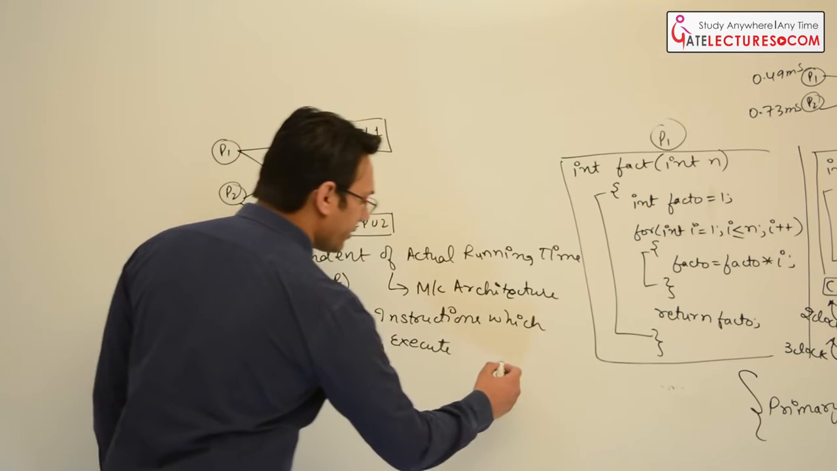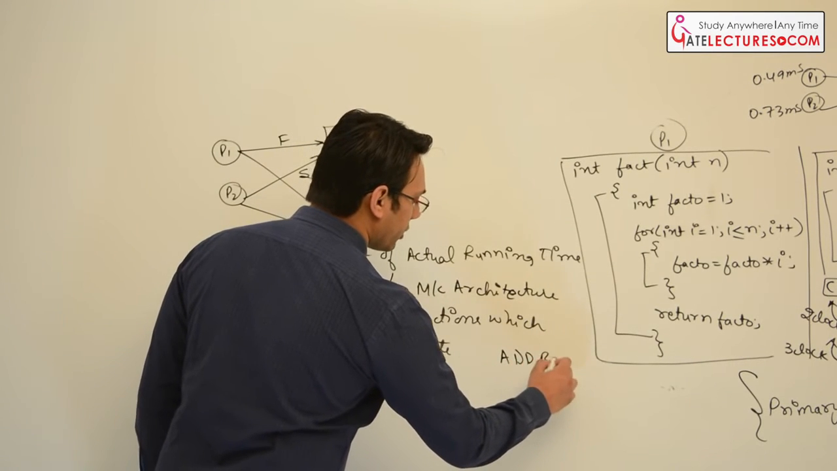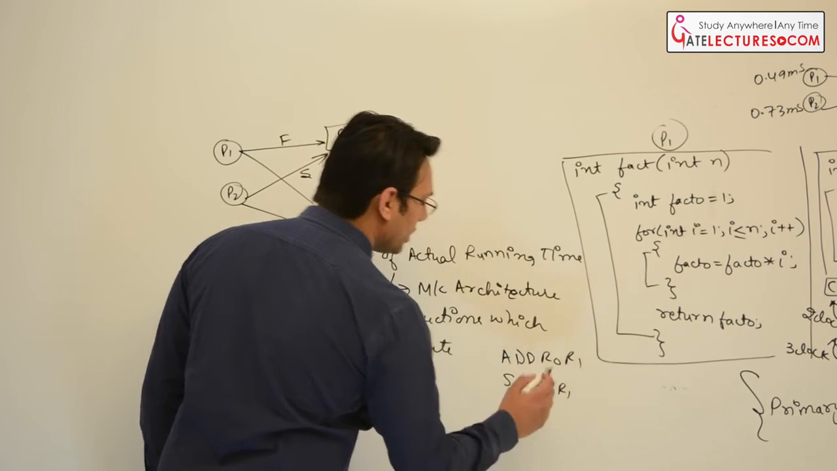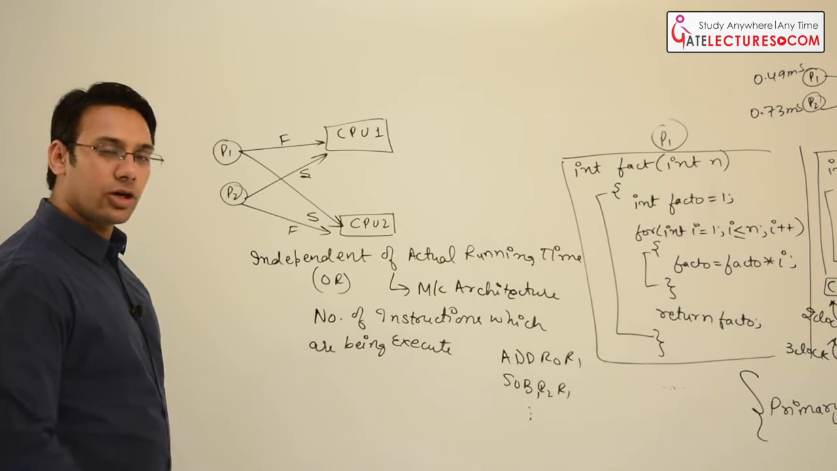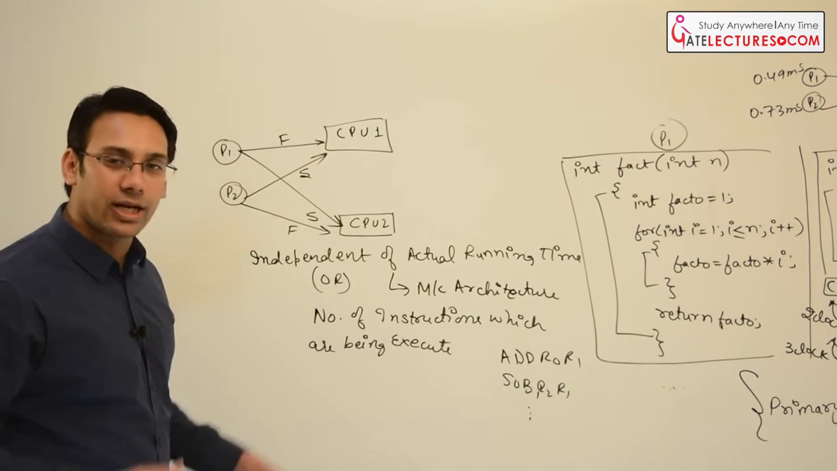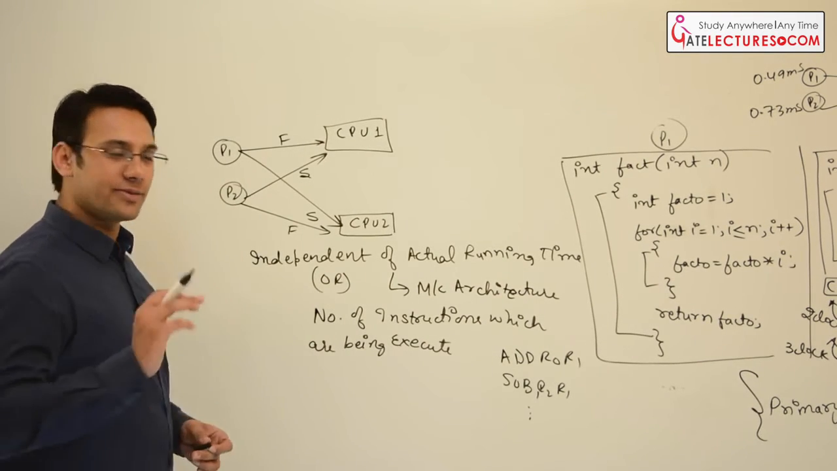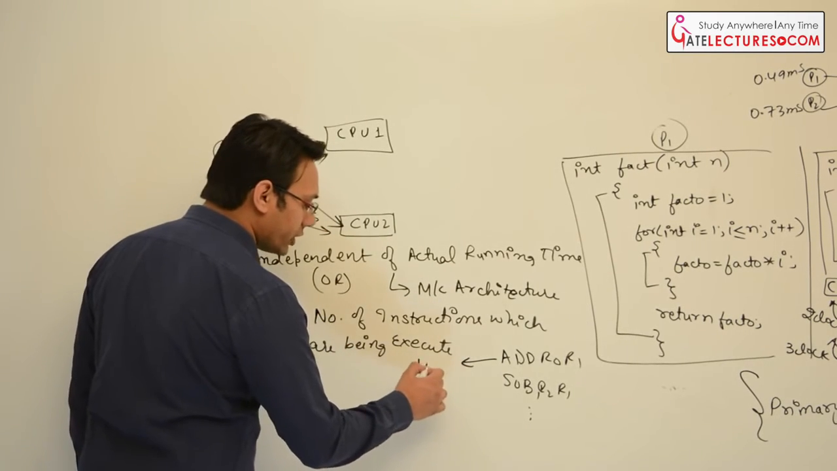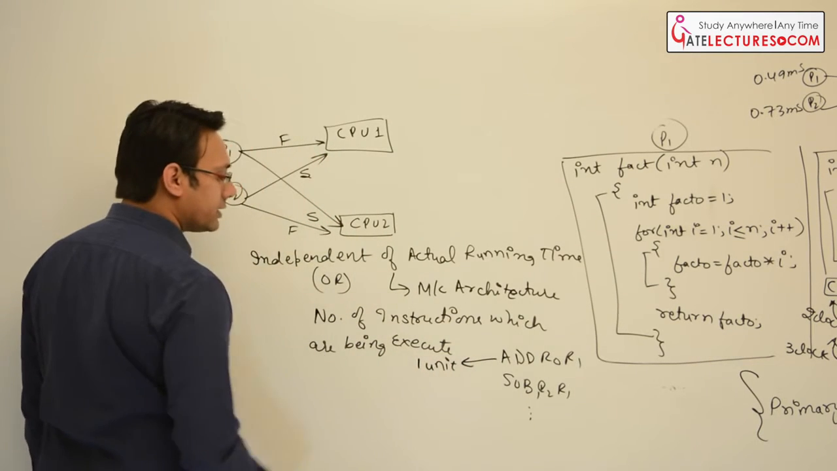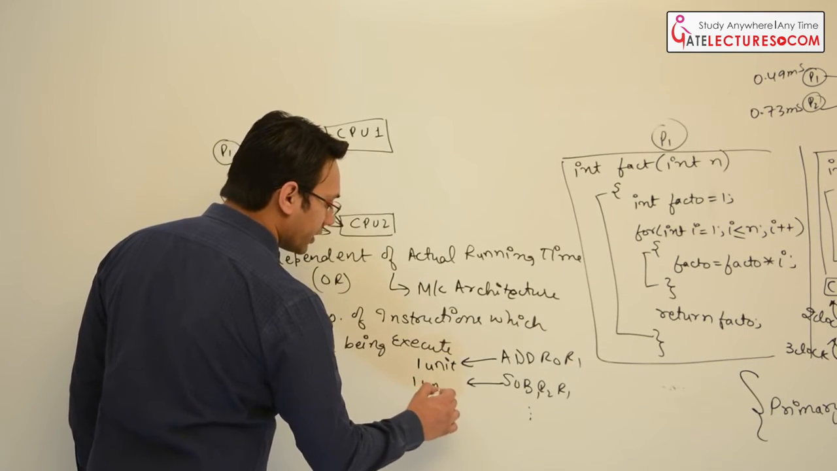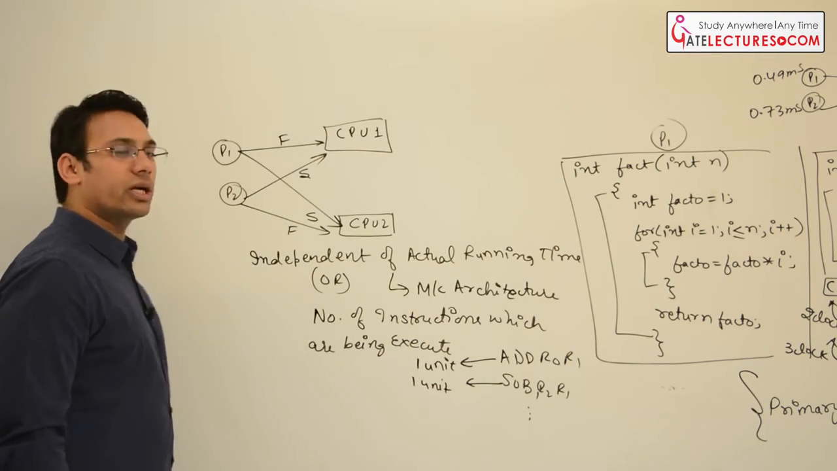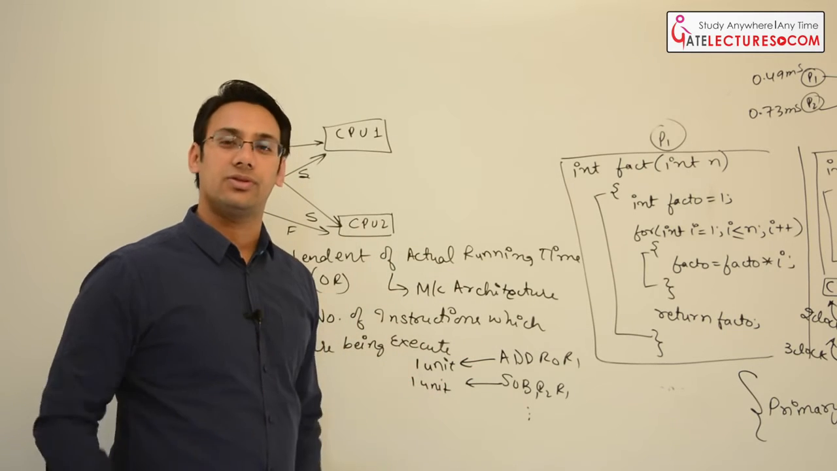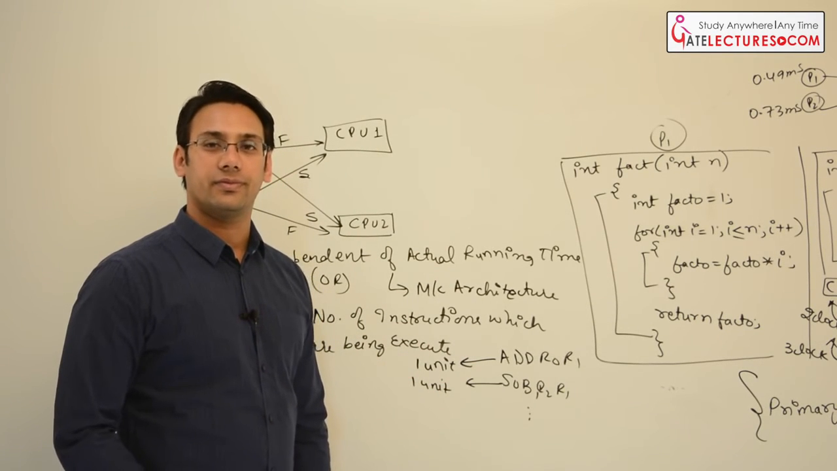Now let us suppose we have some instructions: add R0, R1, subtract R2, R0 and R1, and so on. In all these instructions, I am not calculating the actual running time of these instructions on the machines. I am saying this instruction is going to take 1 unit of machine time, and this instruction is also going to take 1 unit of machine time. Now let me just count the number of instructions. If you know the number of instructions, then you can compare 2 programs and say which program is better.